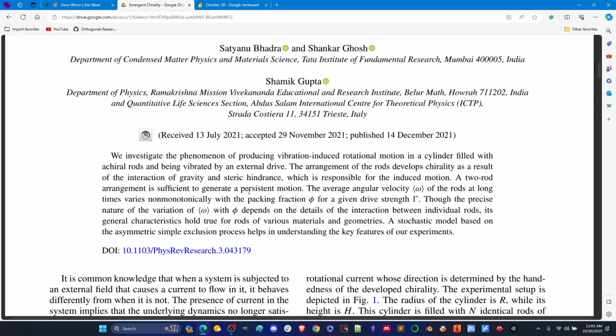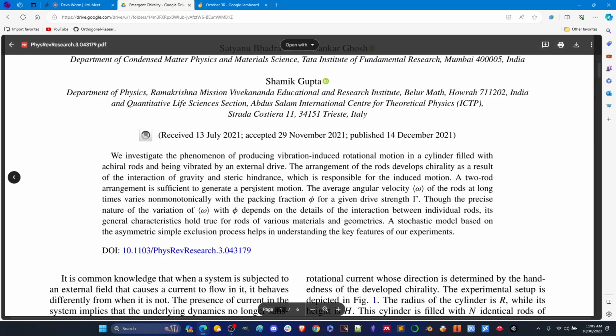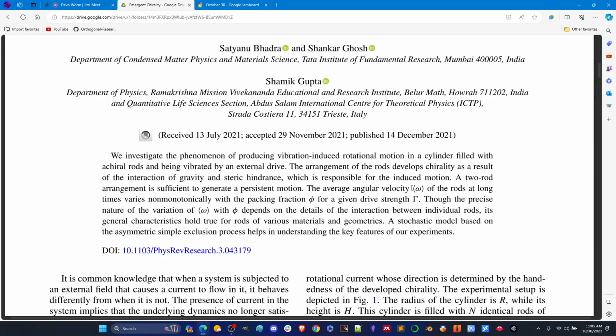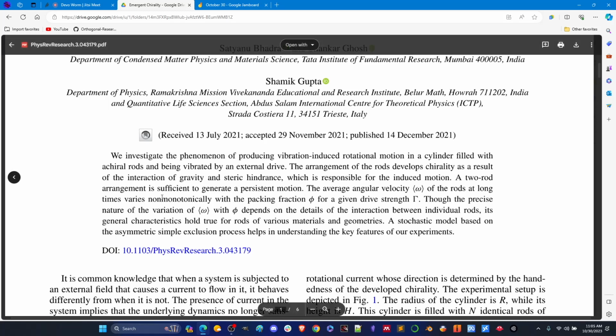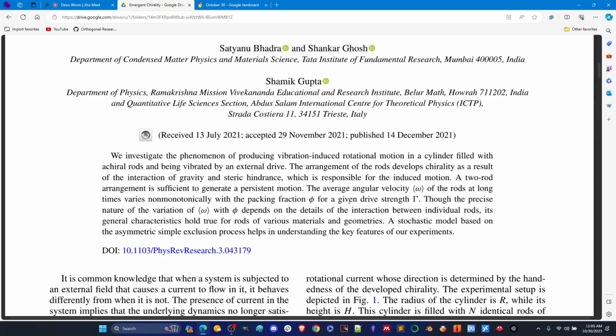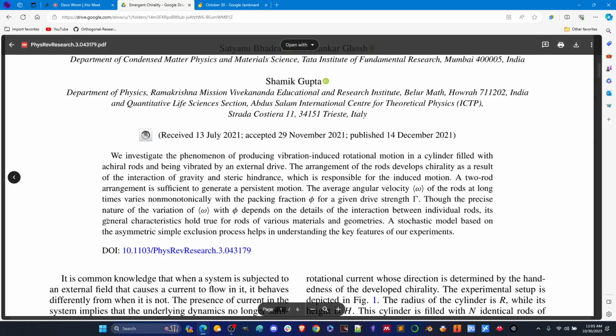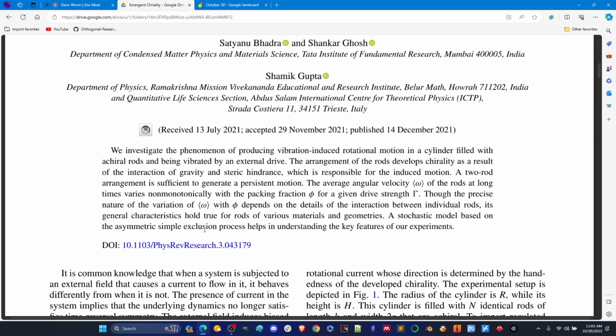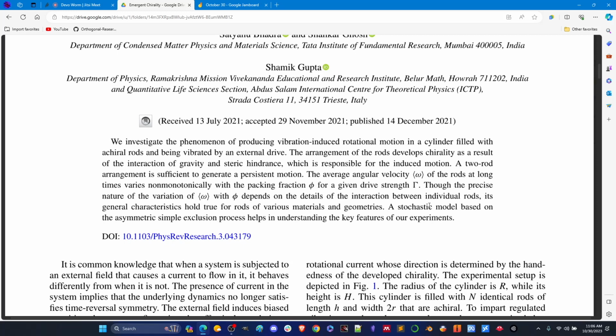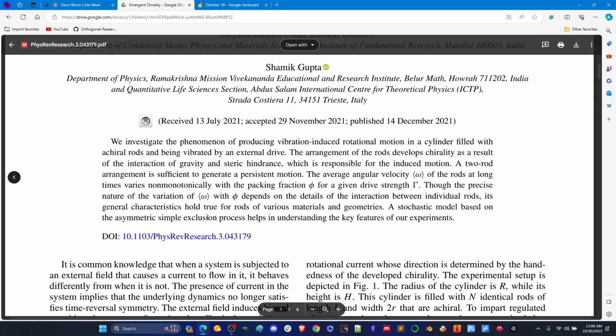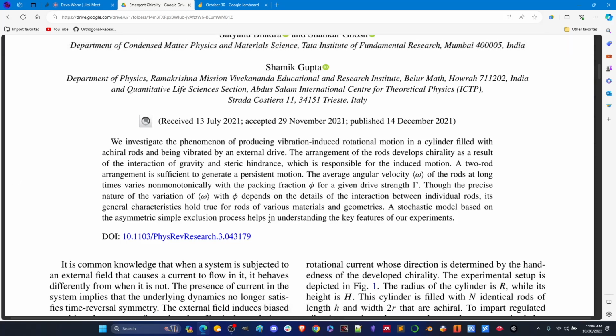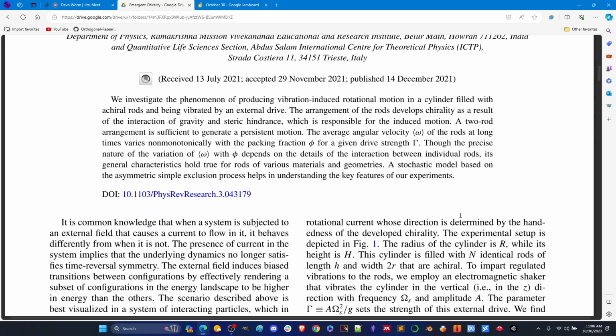So this is where they're not using biological constituents, but they're using a physical model. The average angular velocity of the rods at long times varies non-monotonically with the packing fraction for a given drive strength. The precise nature of the variation depends on the details of the interaction between individual rods. Its general characteristics hold true for rods of various materials and geometries. A stochastic model based on the asymmetric simple exclusion principle or process helps in understanding the key features of our experiments.